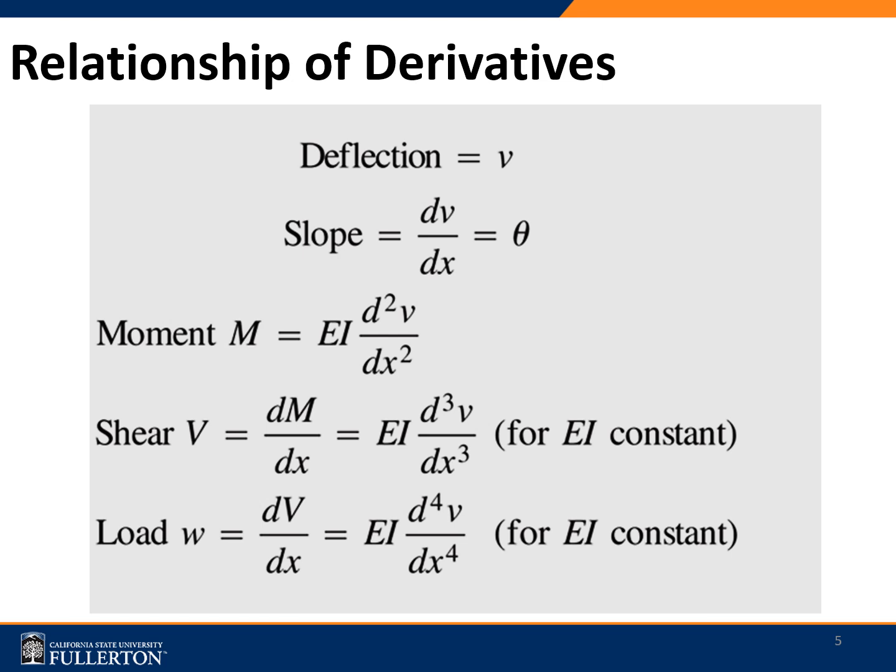The beam deflection is denoted by nu. If you take the first derivative of deflection, we get the slope of the flexural curve or the bending curve. The second derivative would be the bending moment. The third derivative, or the first derivative of the bending moment, would be the shear force V. And if you take the fourth derivative of the deflection, we would get the applied load. Here that EI is what we call the flexural rigidity, which is a property for that particular beam.